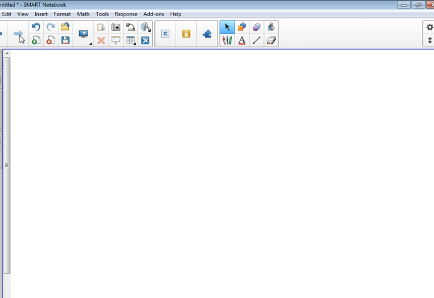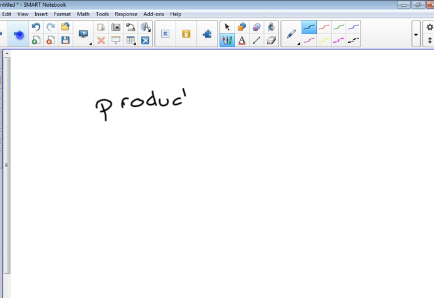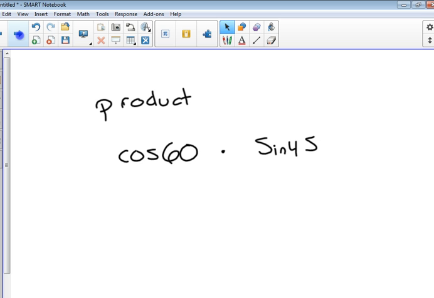Alright, you have another one. Let's do the product of cosine 60 and sine 45 in simplest radical form. What do you do with the word product? Multiplying, okay. You can't use calculators, because they want radical form, so you have to know your ordered pairs here. Right, okay, good.